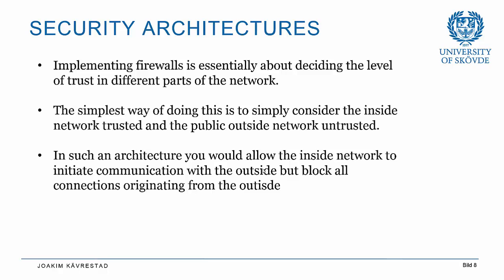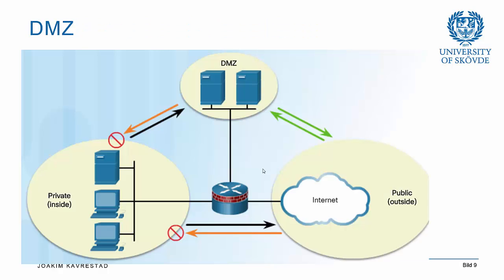However, that's not always feasible because you may have servers that actually provide services to the outside world. Your company may have a mail server, or DNS server, or web server that you want to have accessible. One way you can implement this is by the use of a demilitarized zone, or DMZ. With this layout, you would have the firewall in the middle, a private inside network, the internet, of course, and a demilitarized zone. All services that should be accessible to the outside world, you place in the demilitarized zone.